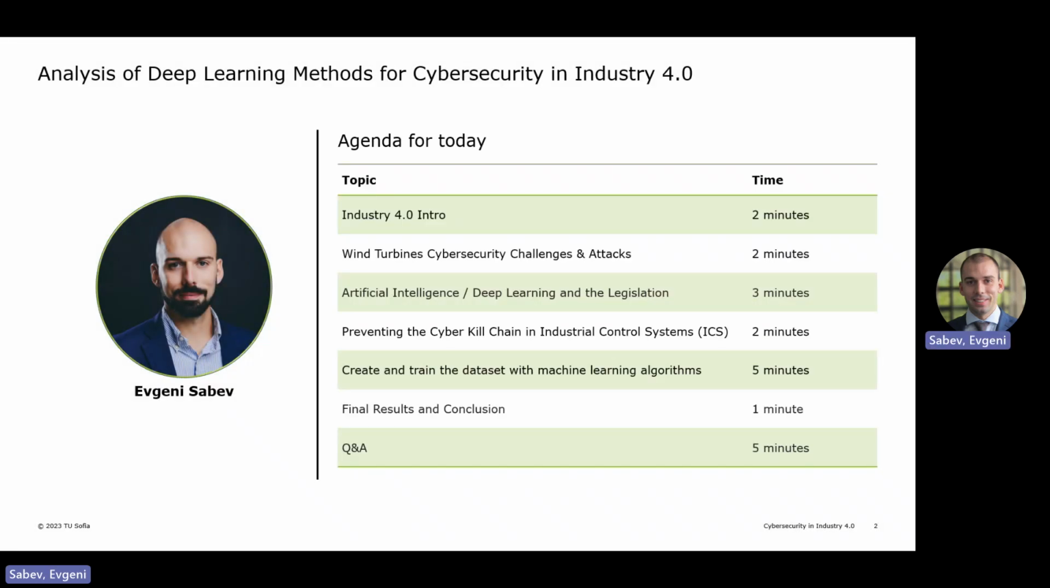We would like to lead you through our short agenda for today. We will take some time to explain what Industry 4.0 is. Then we will go into cybersecurity challenges and attacks. Quickly, we will speak about artificial intelligence, deep learning, and the legislation around it. Then we will go to preventing the cyber kill chain in industrial control systems, and speak about our data set and training and how it was created. Then we will present the final results and conclude. At the end, we will have some time for additional questions from your side.